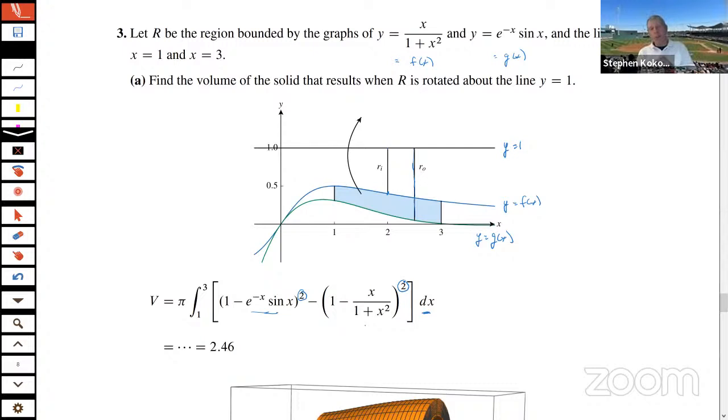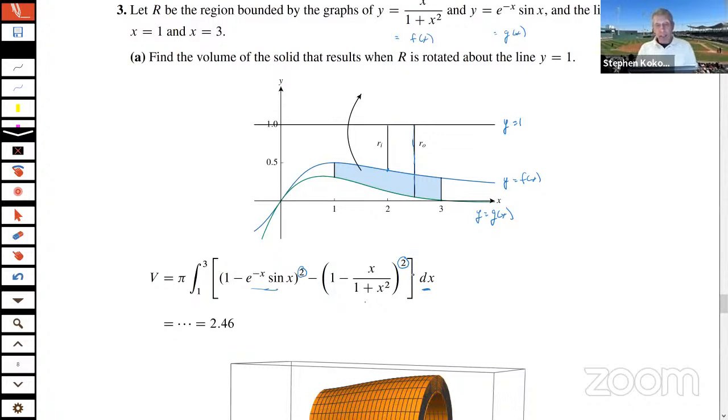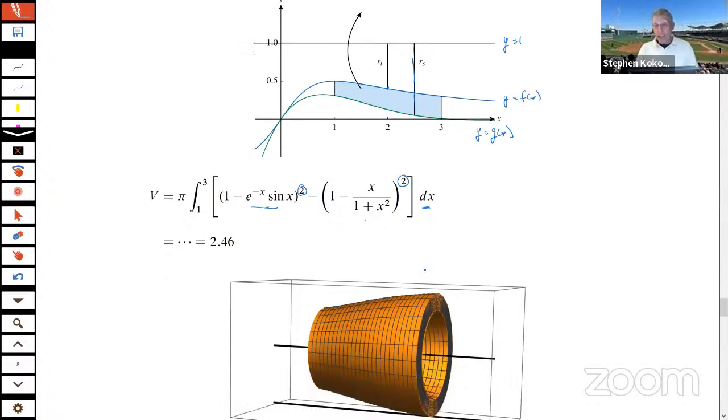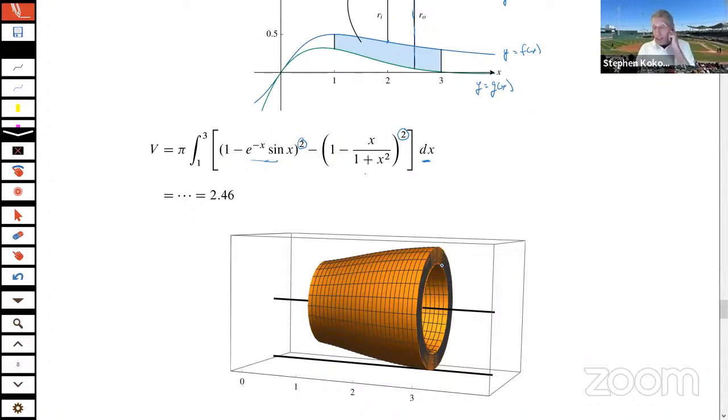Boy, that looks awful. I don't know if I could do that one analytically. But this is a calculator active problem for sure. The bounds are pretty easy, 1 to 3. When I plug them in, I got a 2.46. And strangely, I think I was able to produce a pretty good visualization of what this solid looks like.